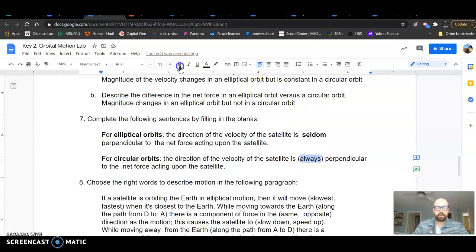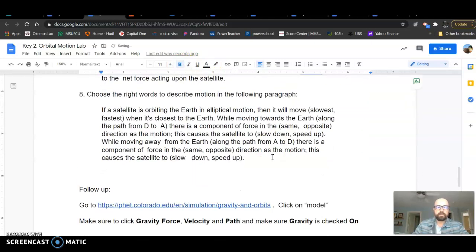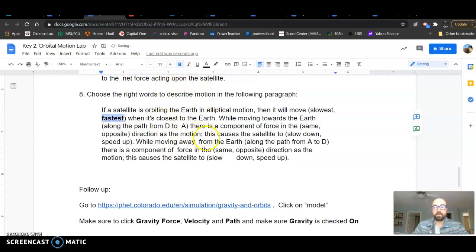Hold that for you. And then here, this paragraph I thought was hard for a lot of kids, but we talked about it in class a lot and did an example. So the satellite is orbiting the Earth in elliptical motion. It'll move, so here when it's closest to the Earth, it moves the fastest. And we've talked about some other reasons why that depends on.